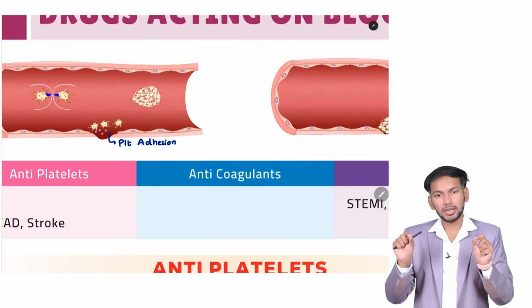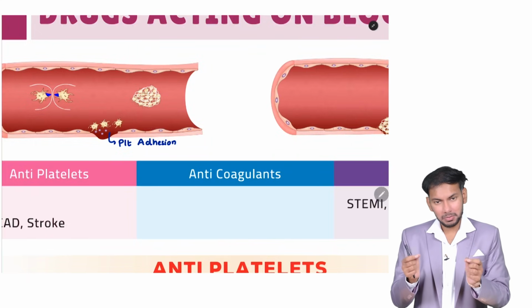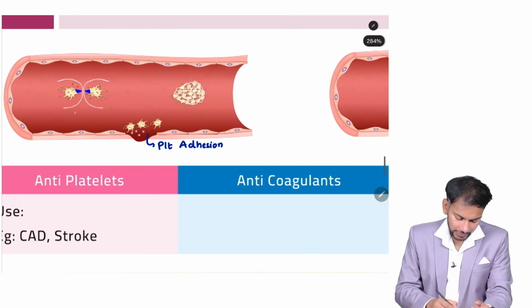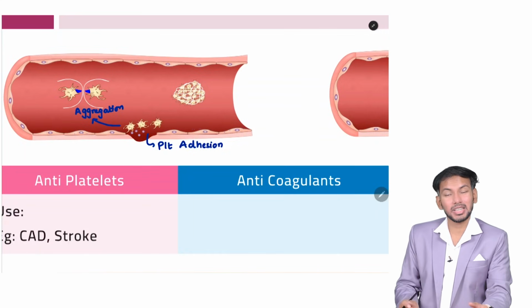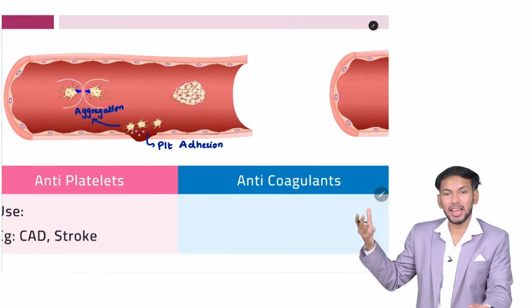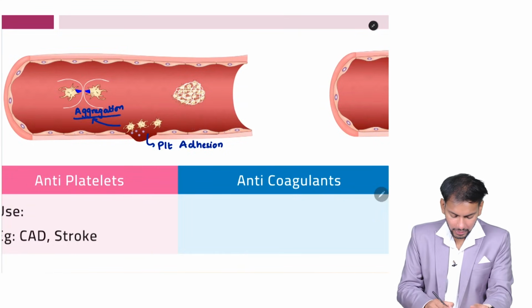Now, all of these platelets have to aggregate among themselves. That is what is known as platelet aggregation. This is what you can see: the platelets are joining together. Now, this is the next step that is happening. First there is adhesion, then there is secretion, and then there is platelet aggregation.